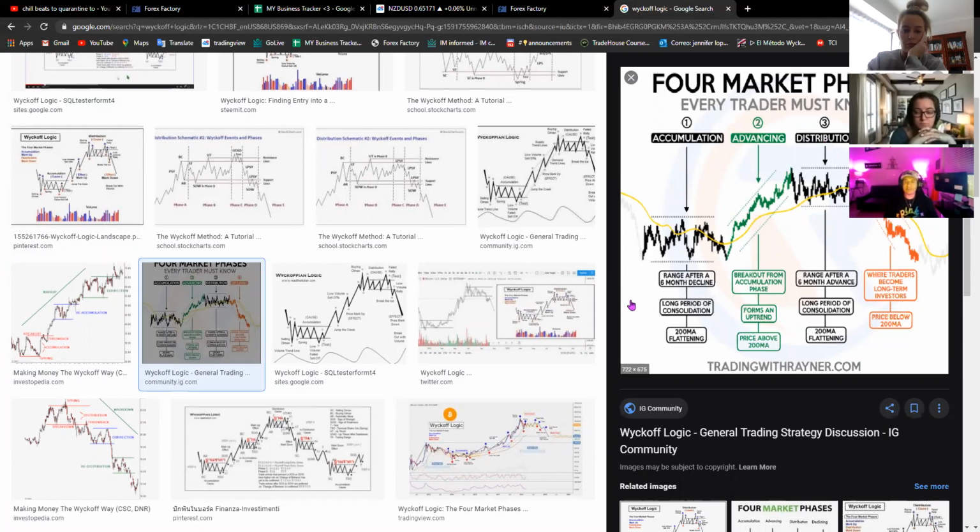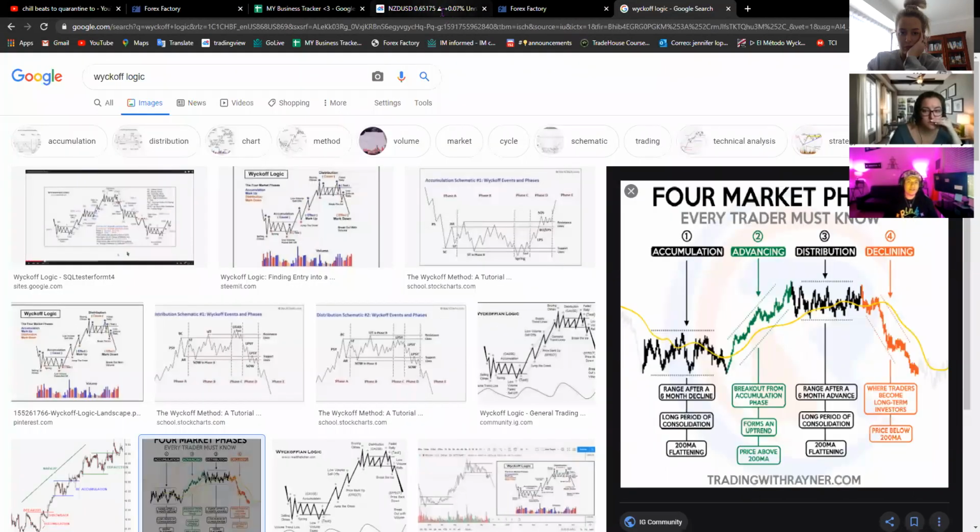But the first step is just identifying the 4 market phases. So we did that on that chart. Let's go to another chart and do it all over again.